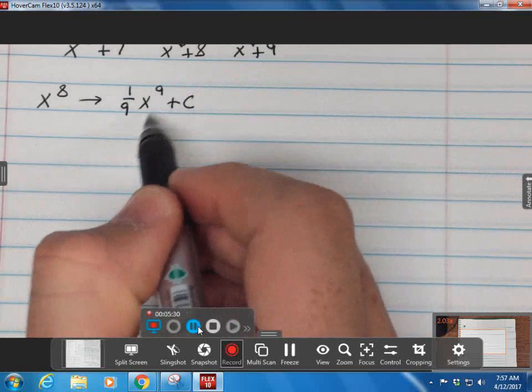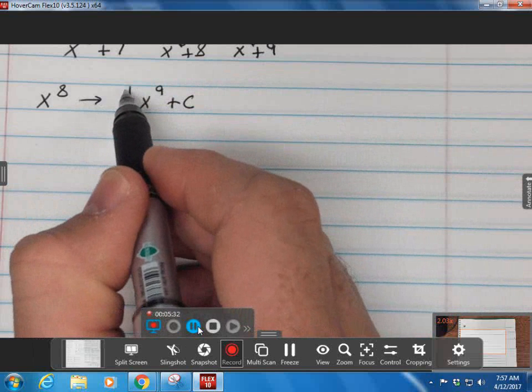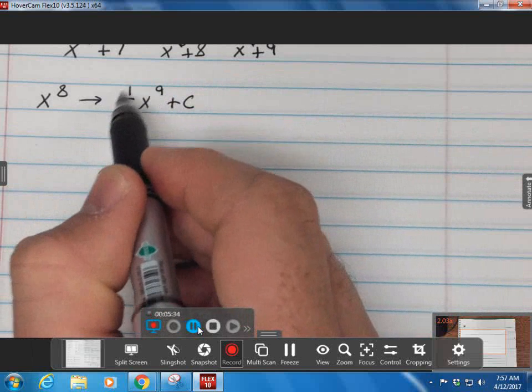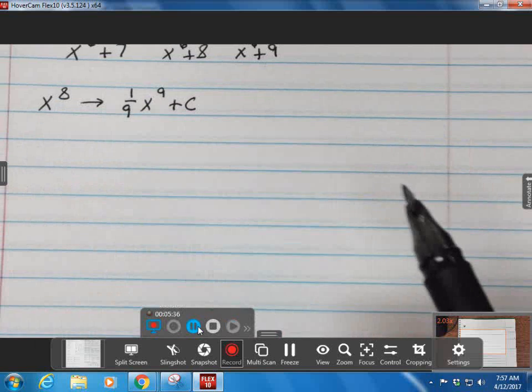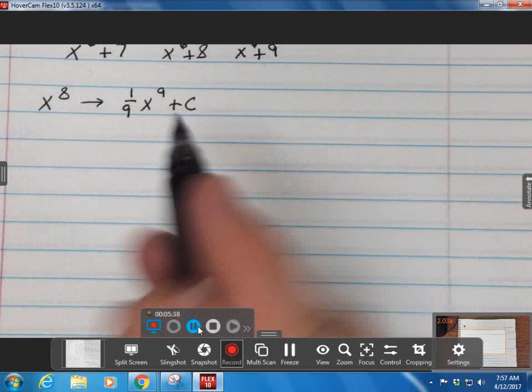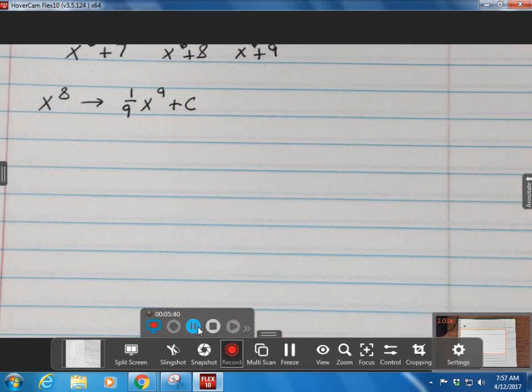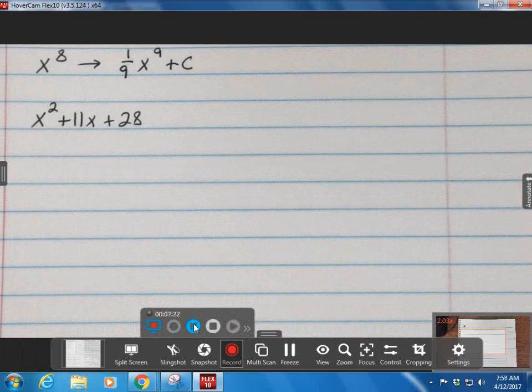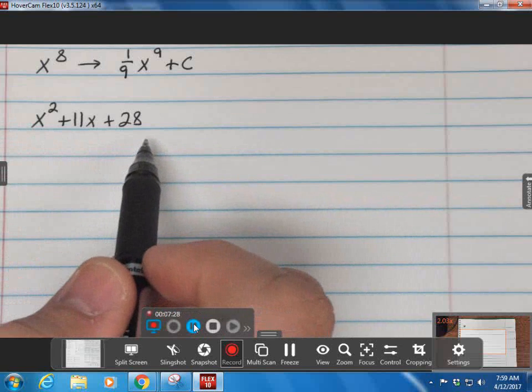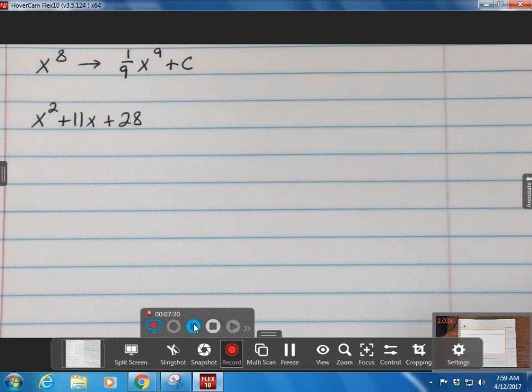Again, let's check it. To find the derivative of 1/9 x to the 9th, bring it down. 9 times 1/9 would cancel each other out. Take one away, and you do get x to the 8th. And then plus the constant, the derivative of that would be 0. Okay, the next one. The antiderivative, and I'm going to start saying integral. The integral of x squared plus 11x plus 28. Integral is the technical term for an antiderivative. It sounds better.